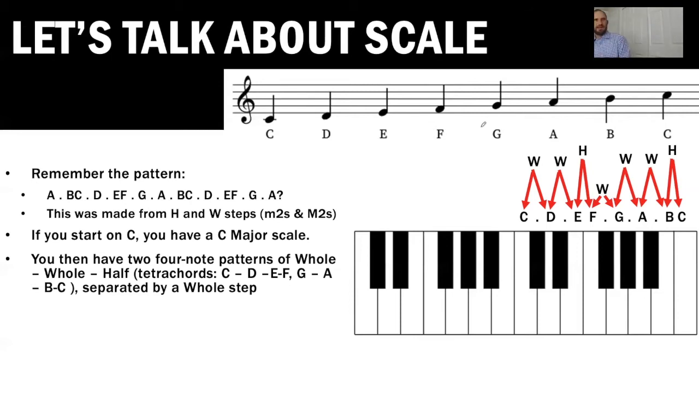So again, to listen to this, you've got C, D, E, F. That's a tetrachord. C to D, whole step. You can see I'm skipping a fret. D to E, skipping another fret. E to F are right next to each other.